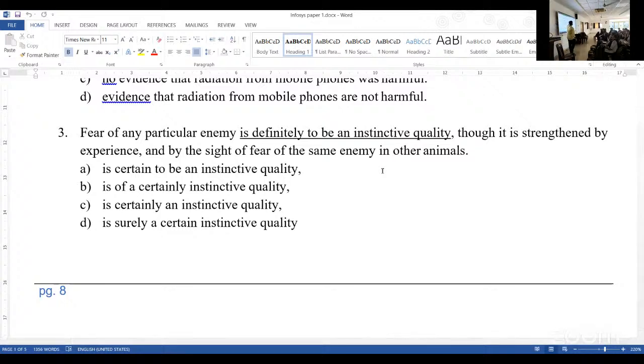Is definitely. Fear of particular is definitely to be an instinctive quality. So what is the answer?